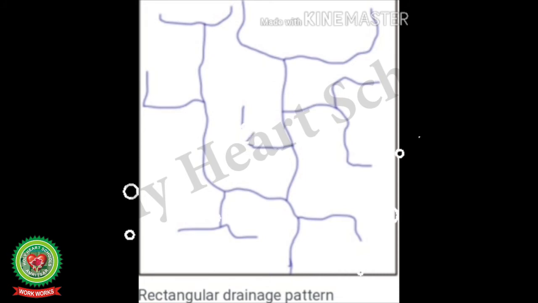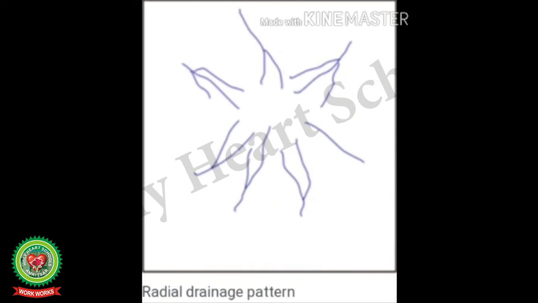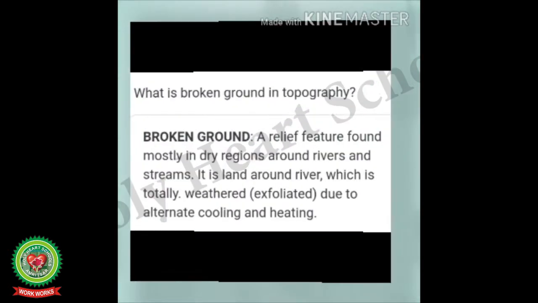Third drainage pattern is radial. A radial drainage pattern develops on a dome or volcanic cone. The rivers flow outward, forming a pattern like the spokes of a wheel. After drainage pattern, next point is broken ground.